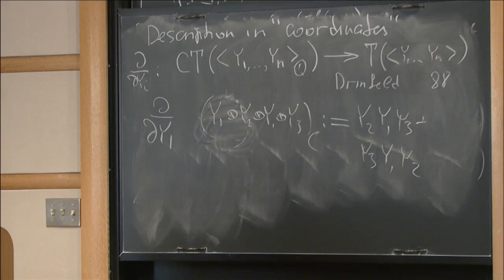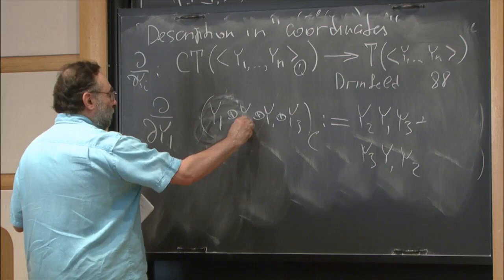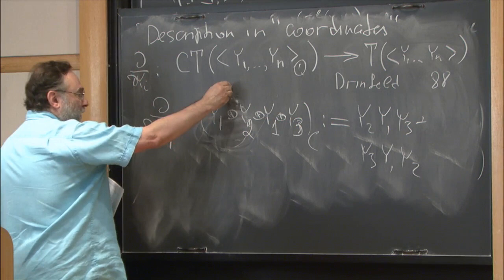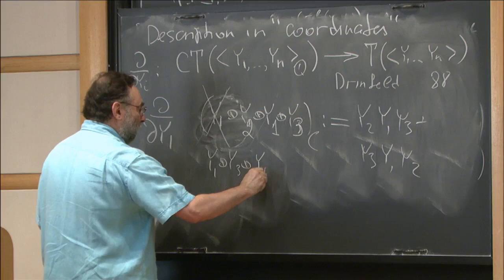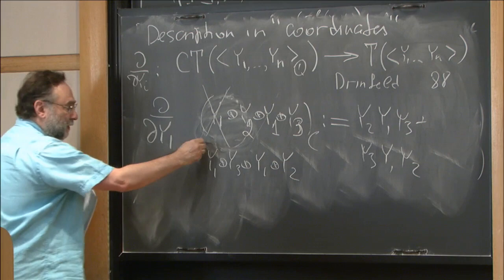So let's do one more example. Look at this. You have y1, y2, y1, y3. Now, first of all, you kill this one. But that word is the same as moving the y1. Okay, well, let's write it this way: y1 tensor y3 tensor y1 tensor y2. Okay? Cyclic.